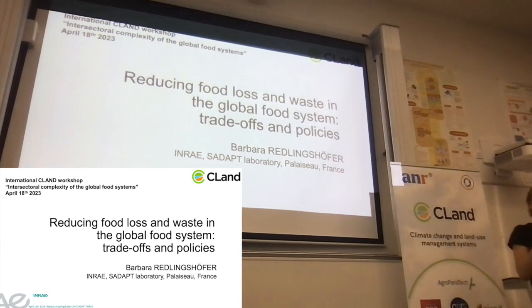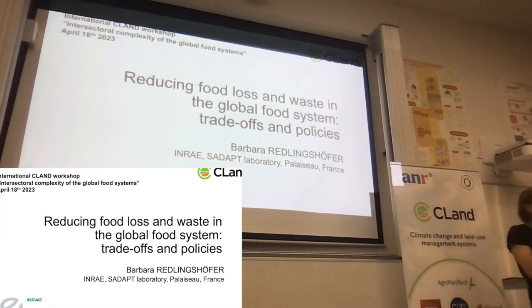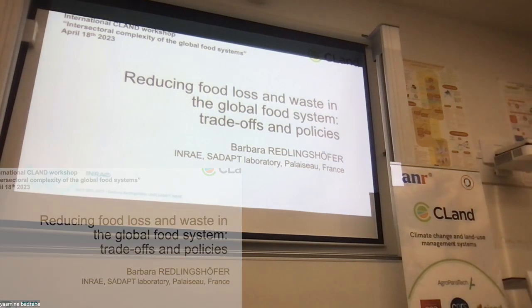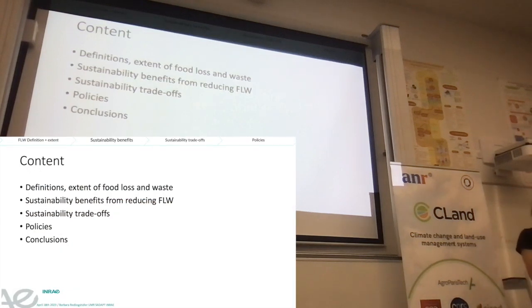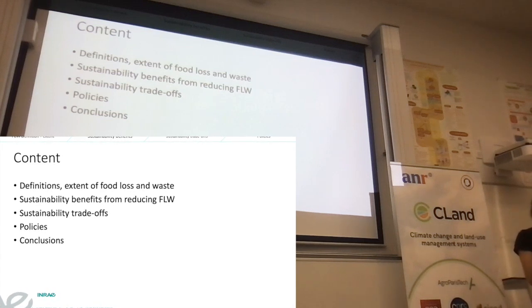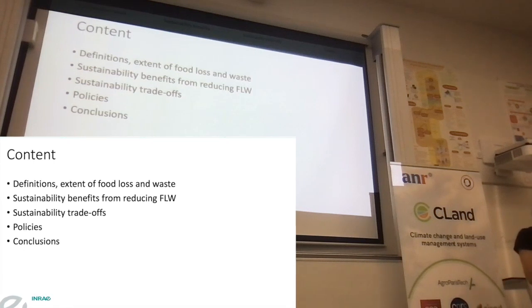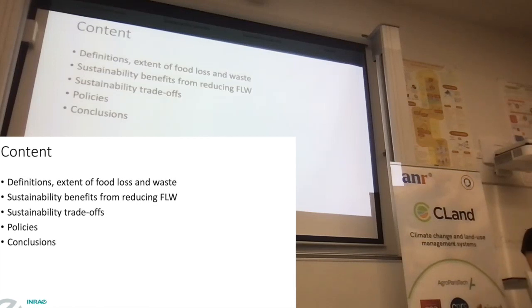It's really a pleasure to talk about food loss and waste and global food systems, the trade-offs and policies. My talk is structured in 4 points. Basically, it's first about the definition and the extent of food loss and waste, then the sustainability benefits from reducing food loss and waste. I'll talk about sustainable trade-offs, policies, and end with some conclusions.